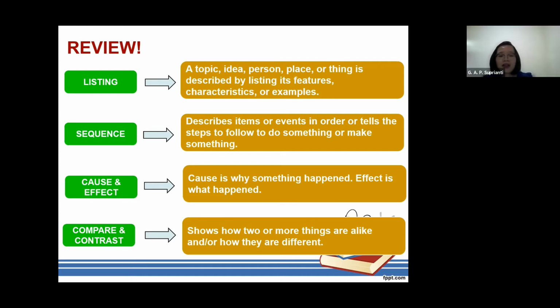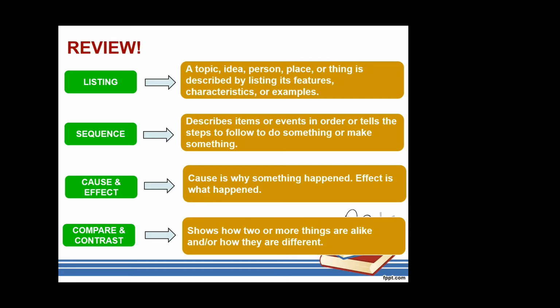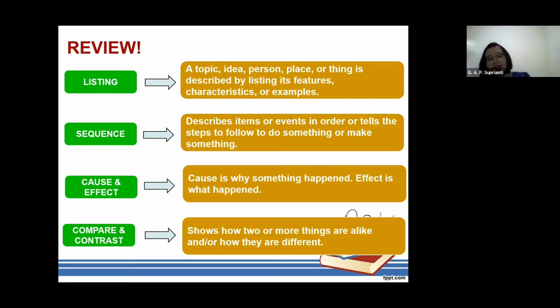And in a cause and effect paragraph, we are provided the cause, why something happened, and then the effect, what happened. So they come together, cause and effect. One cause can have one effect, or one cause can have several effects. And the last type of pattern is compare and contrast. So it shows us how two or more things are alike or similar and how they are different. So that's the recap or summary. Yeah, I stop sharing.